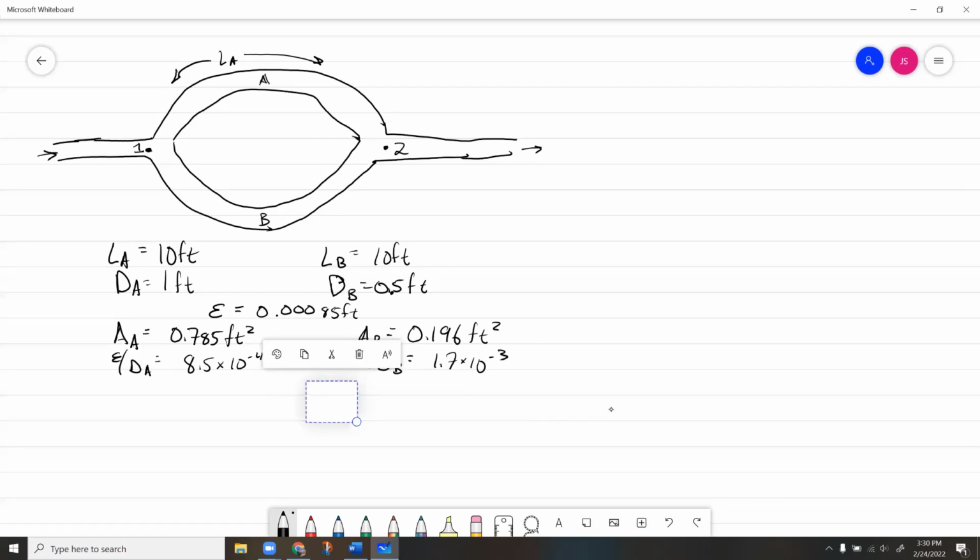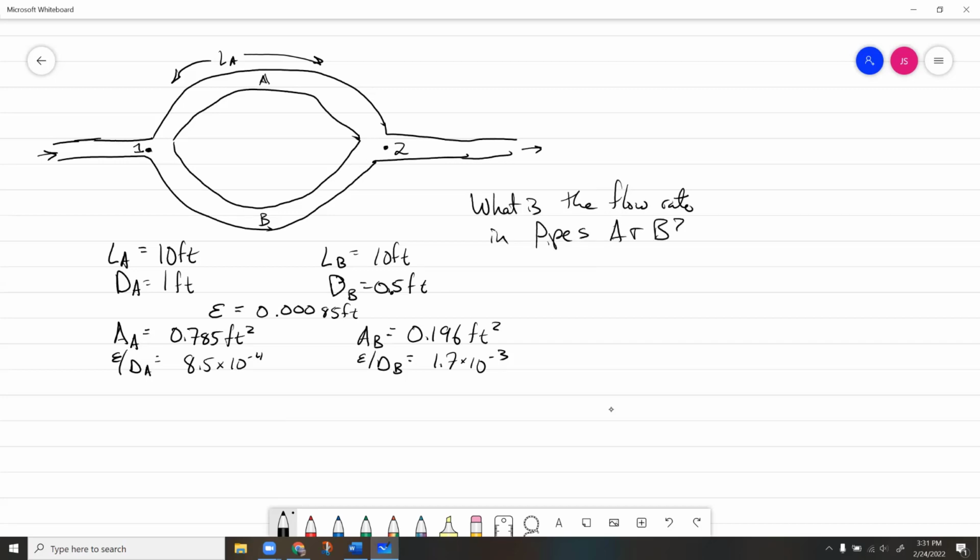And ultimately, we're trying to solve for, I guess just to write that up here: what is the flow rate in pipes A and B? How is that flow partitioned? Hang on a sec, guys.